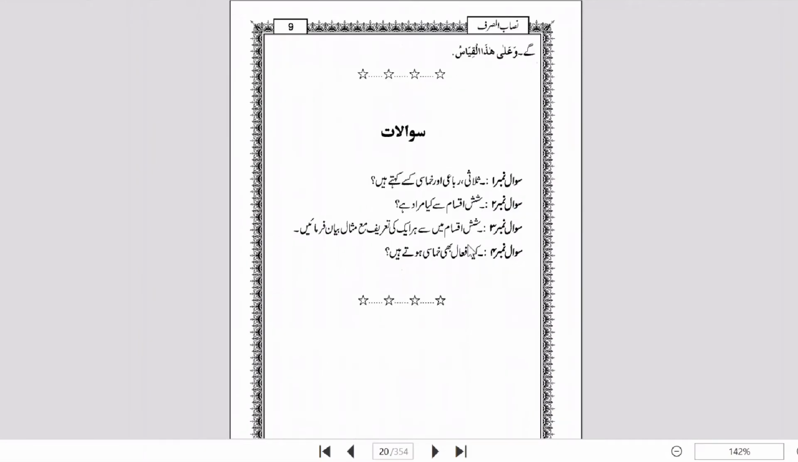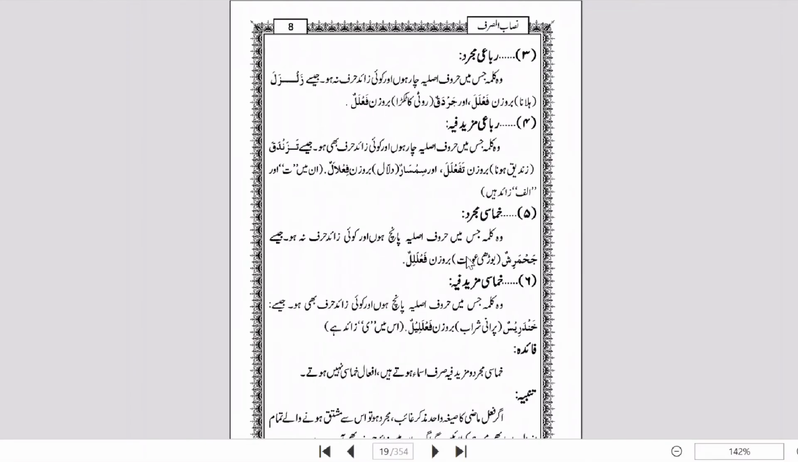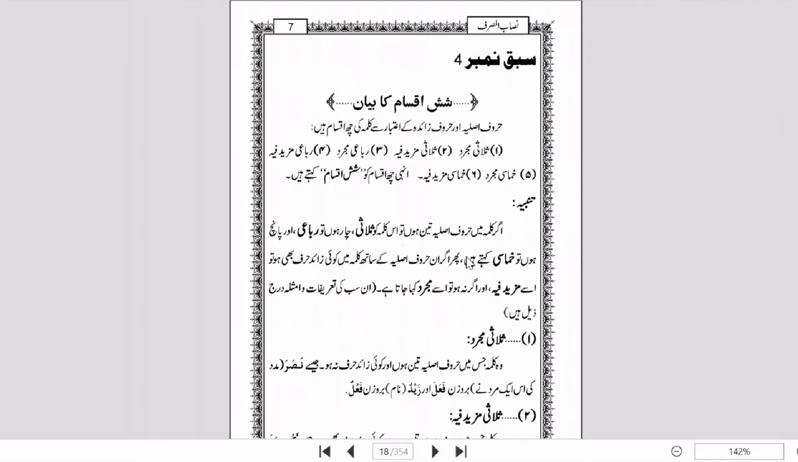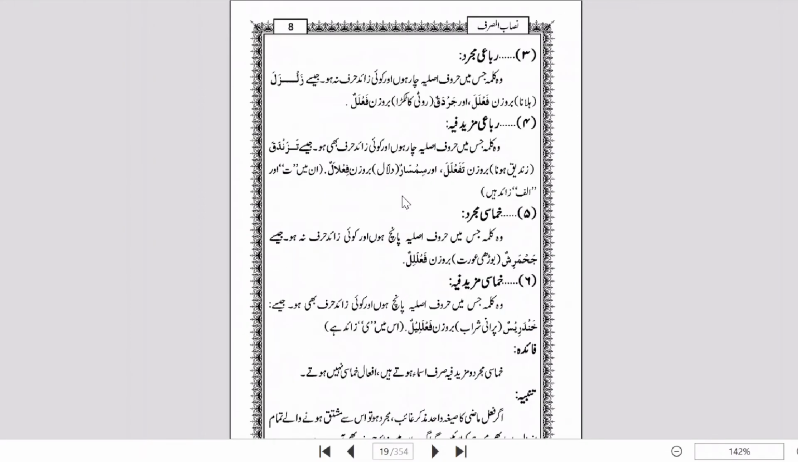Next question is, what is the meaning of Shash Aqsaam? Shash Aqsaam is basically 6 different types of kalima according to huruf asliya and huruf zaida, like Sulasi Mujarrad, Sulasi Mazid Fi, Rubaai Mujarrad, Rubaai Mazid Fi, Khumasi Mujarrad, Khumasi Mazid Fi. So these are Shash Aqsaam.